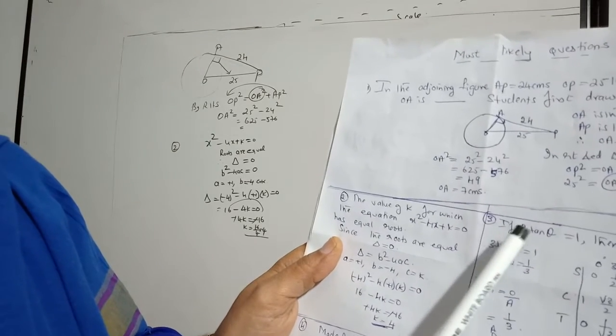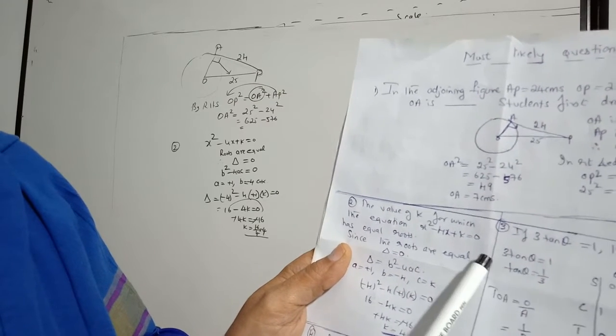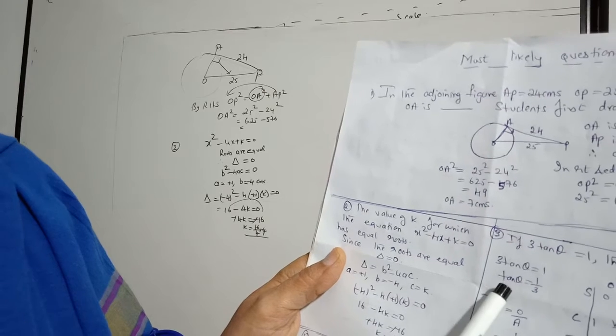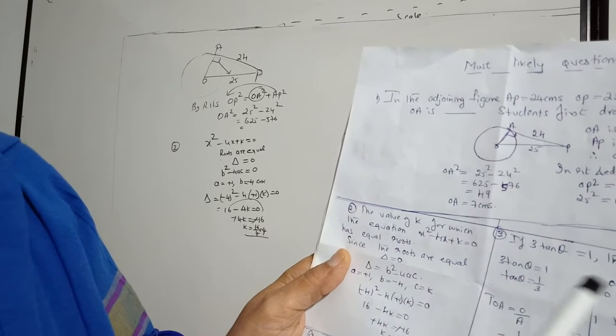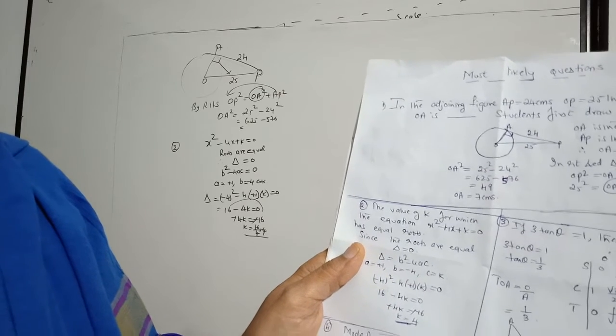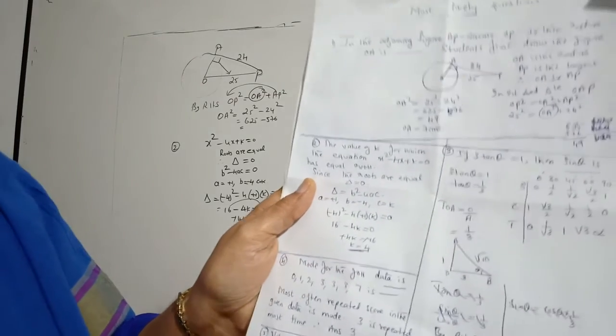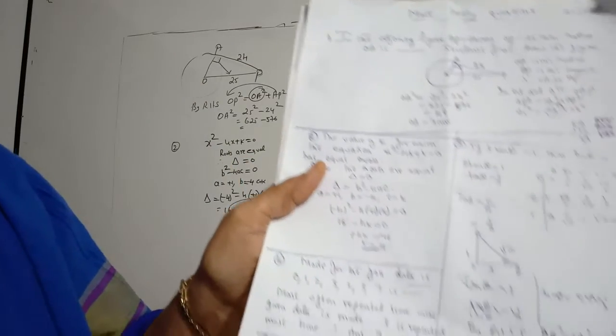Now if 3 into tan theta is equal to 1, find sin theta. 3 tan theta is equal to 1, tan theta is equal to 1 by 3. Write the table for the trigonometry and then get the value, and the answer comes to 1 by 10. I am holding this, just see for 2 minutes.